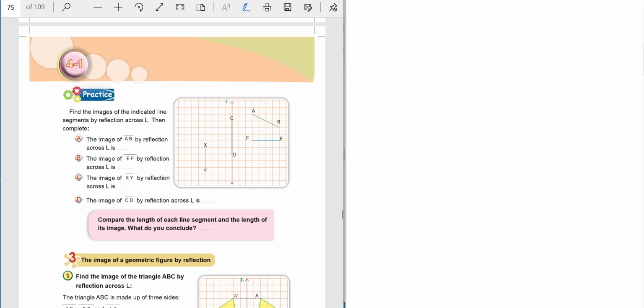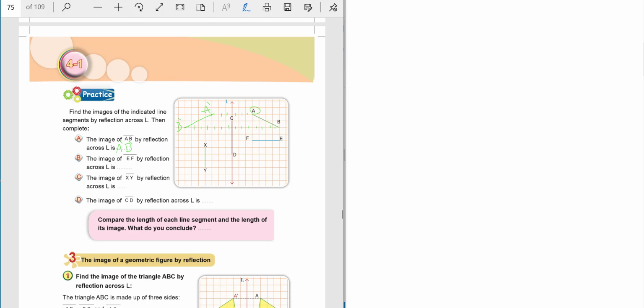First, line segment AB. First we must find the image of point A. Count 1, 2, 3, so 1, 2, 3, and this point A is called A dash. And the image of B: 1, 2, 3, 4, 5, 6, 7. So count 7 in the other direction. This point is called B dash, the image of B, and draw line segment A dash B dash. So the image of line segment AB by reflection across L is A dash B dash.